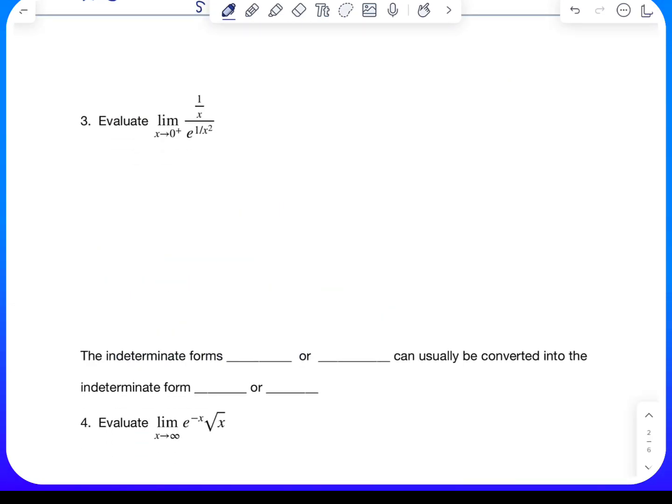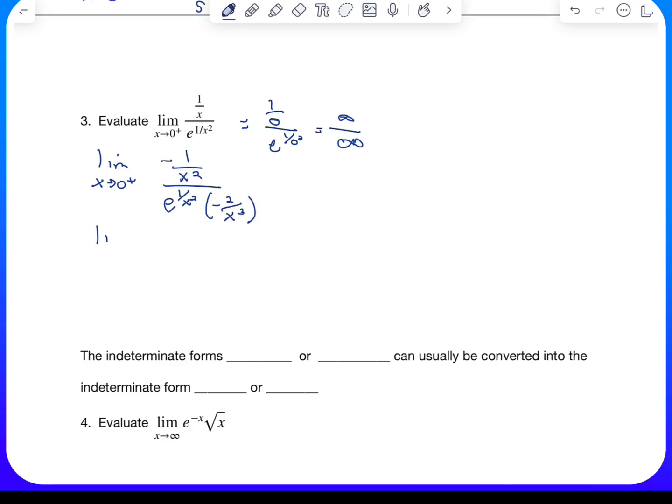All right, so in this next example, applying 0 from the positive side, 1 over 0 gives us infinity. And then e to the 1 over 0 gives us infinity. So this is an example of infinity over infinity. So applying L'Hopital's rule, I'm going to take the derivative of the numerator. And that gives us negative 1 over x squared. And the derivative of the denominator using the chain rule is going to give us e to the 1 over x squared times negative 2x cubed.